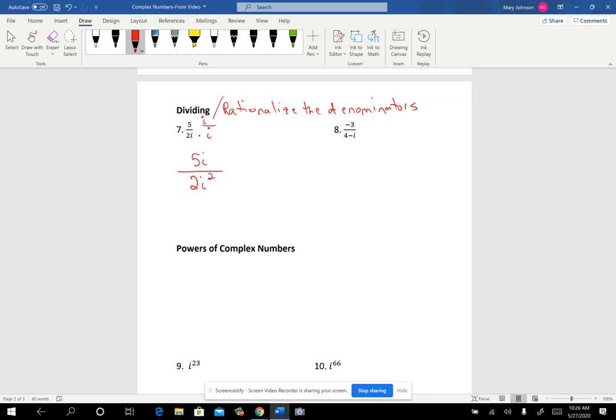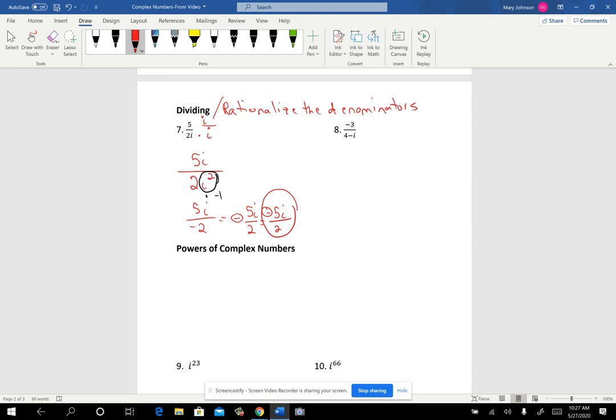All right, so now the I squared gets replaced with a -1. And remember, that's being multiplied by the 2. So we wind up having 5I on top and a -2 on the bottom. And that's the same as -5I over 2, or -5I all on top over 2. The negative out in front or on top are usually the ways you write your final answer. One negative somewhere. All right, so that would be number 7.